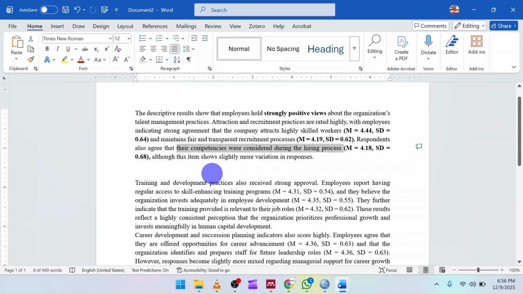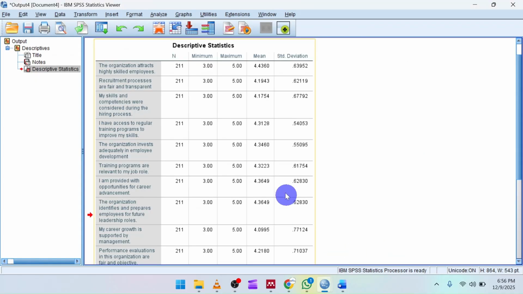Although this item shows slightly more variation in responses, and when you say there is variation in responses, that one has to do with the standard deviation. Okay, so the standard deviation is a value. I will do a video to explain further what standard deviation means in statistics, but for now, standard deviation generally explains whether the responses to a statement are centered around the mean, or whether they are far from the mean.